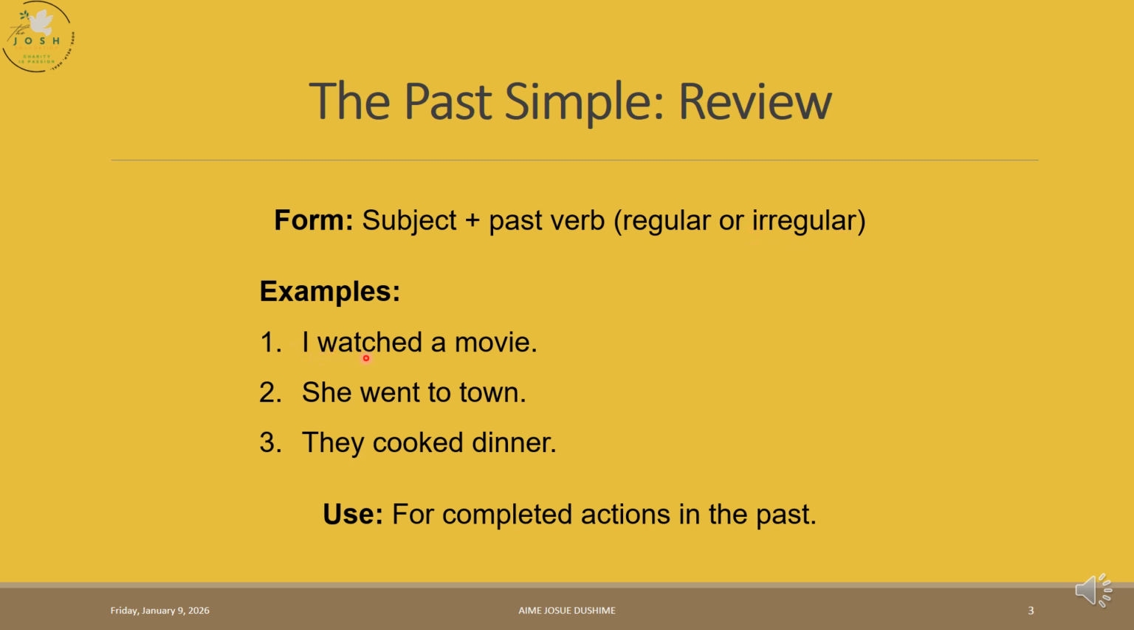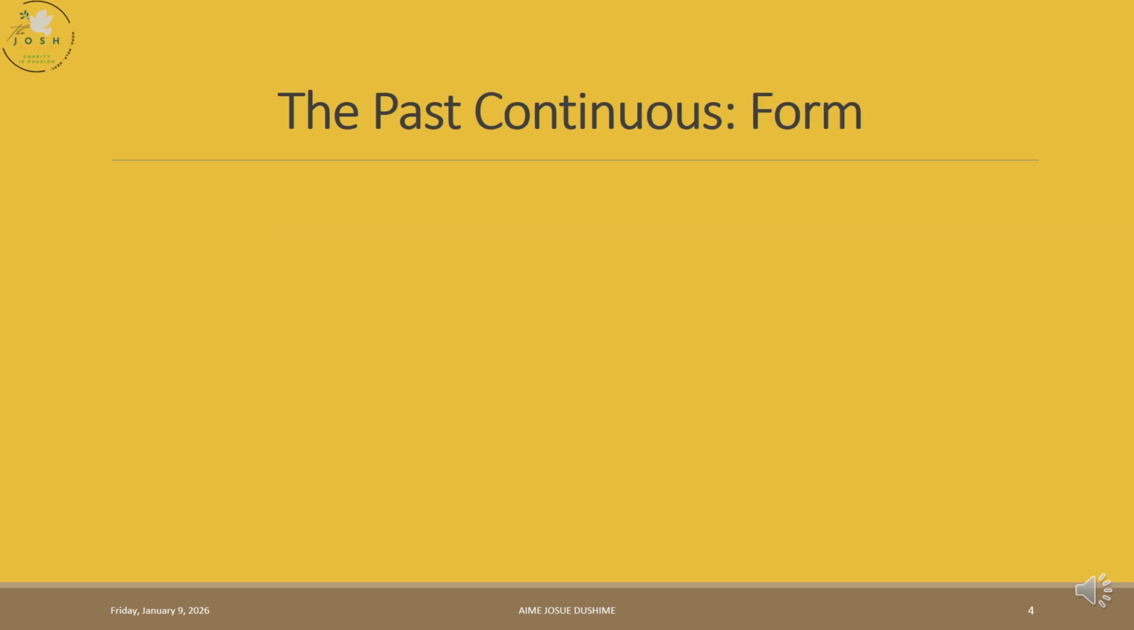Examples. Example 1, I watched a movie. You see, we take this regular verb watch, we add ed, subject V2, then we add a complement or object. She went to town. This is an irregular verb. Go changes to went. They cooked dinner. We use it for completed actions simply in the past.